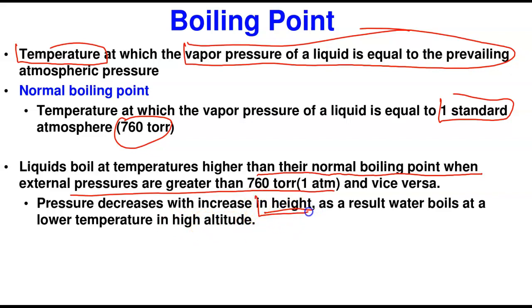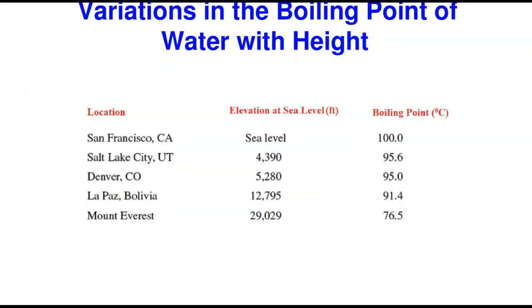Pressure will decrease with increase in height, and as a result, water will always boil at a lower temperature at high altitude. That's why those who live at high altitude see that water boils at a lower temperature. And we're going to see that in the next slide. If you look at the variation of the boiling point of water at different elevations, let's see what happens here.